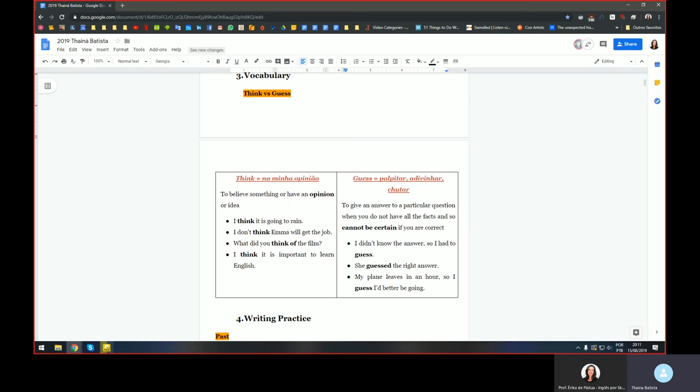And guess, it will be like palpitar, adivinhar, chutar. So the definition, to give an answer to a particular question when you do not have all the facts and so you cannot be certain if you are correct. Here, the key word is that you are not certain about something. So, I didn't know the answer, so I had to guess. She guessed the right answer. My plane leaves in an hour, so I guess I'd better be going.